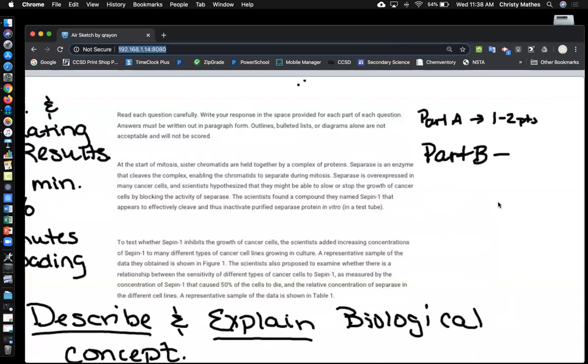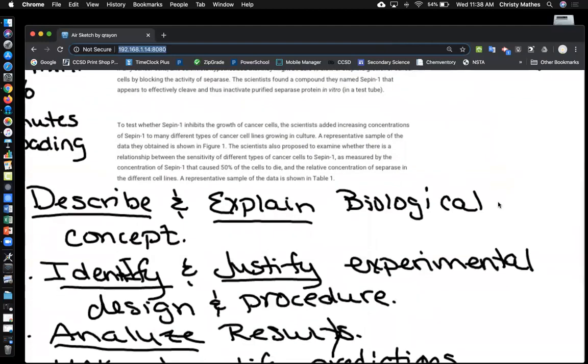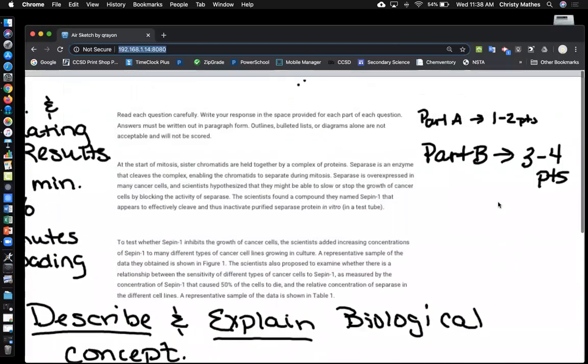Part B is going to be 3 to 4 points every time this kind of question is given. So you can see that if I'm identifying and justifying that design and purpose, then that is starting to gain more points.